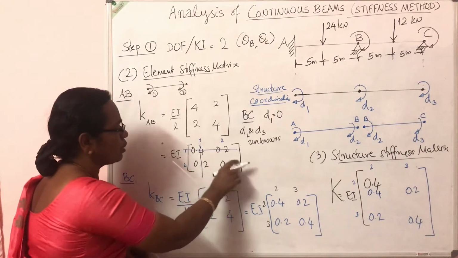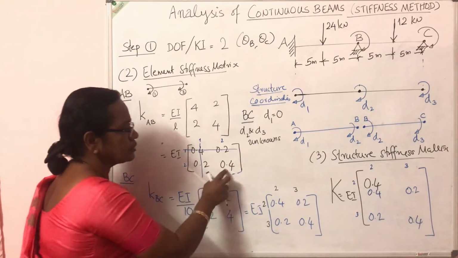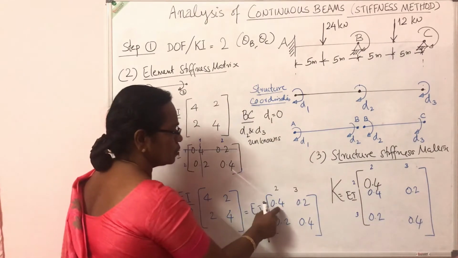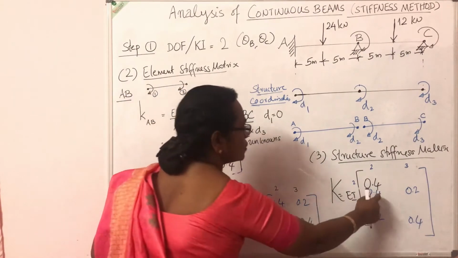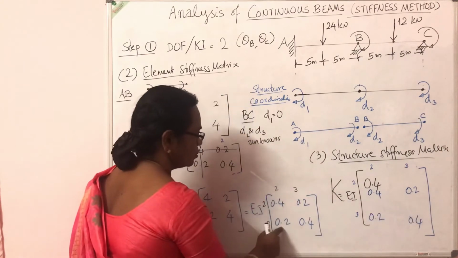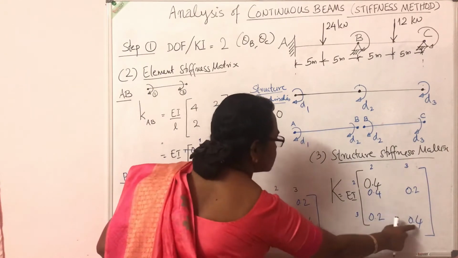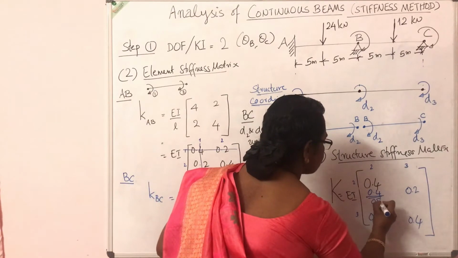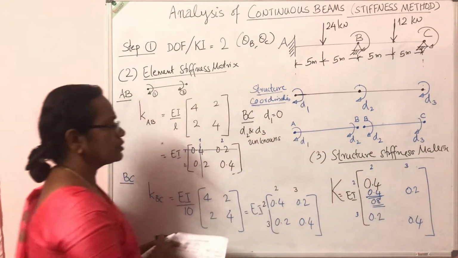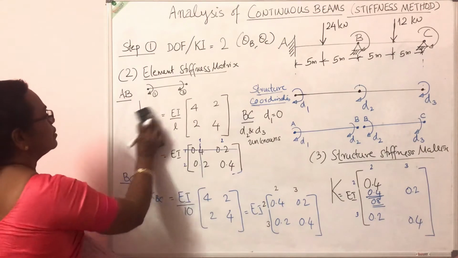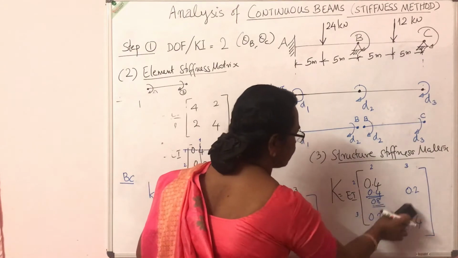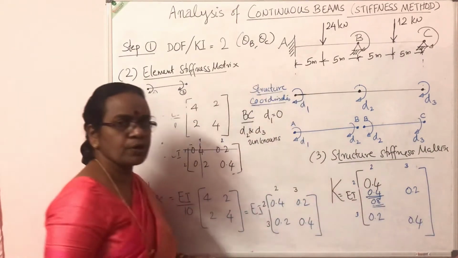In the first matrix, there is only one term, 0.4. It is in location 2, 2. Then from the second element in 2, 2, it is 0.4. Then to the right of it, 2, 3, 0.2, 3, 2, 0.2, and this is 0.4. Then add it together: 0.8. So the structure stiffness matrix, we have got it as K is equal to EI into 0.8, 0.2, 0.2, 0.4.